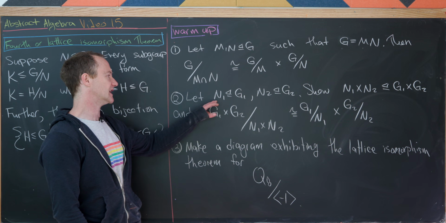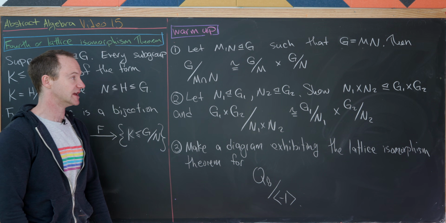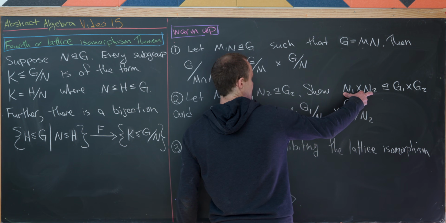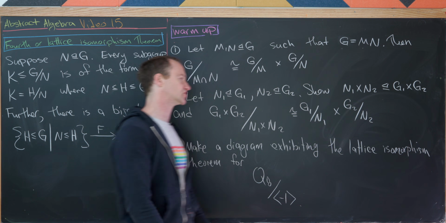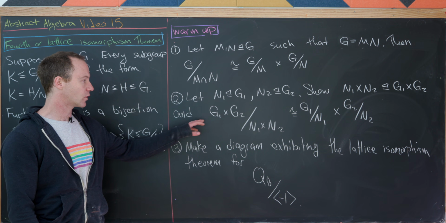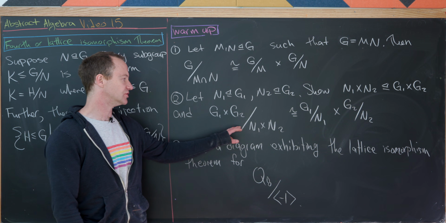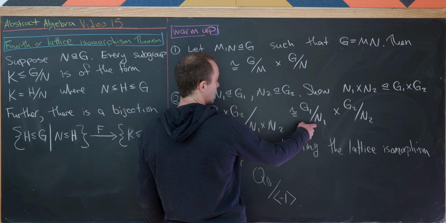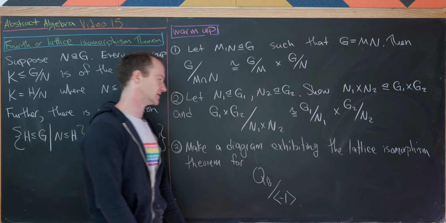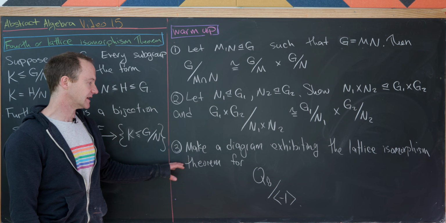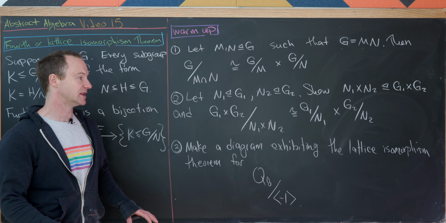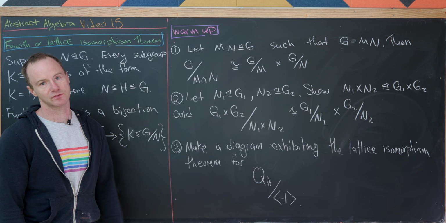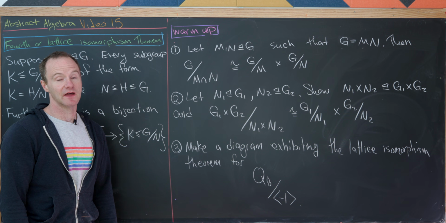Next, let's suppose that N1 is a normal subgroup of G1 and N2 is a normal subgroup of G2. Then show that N1 cross N2 is a normal subgroup of G1 cross G2, and that the quotient group G1 cross G2 mod N1 cross N2 is isomorphic to G1 mod N1 cross G2 mod N2. And then finally, let's make a diagram exhibiting the lattice isomorphism theorem for Q8 mod the cyclic subgroup generated by -1. And that's a good place to stop.